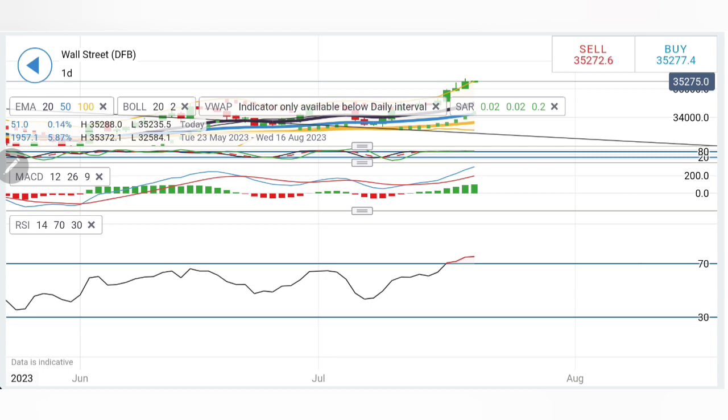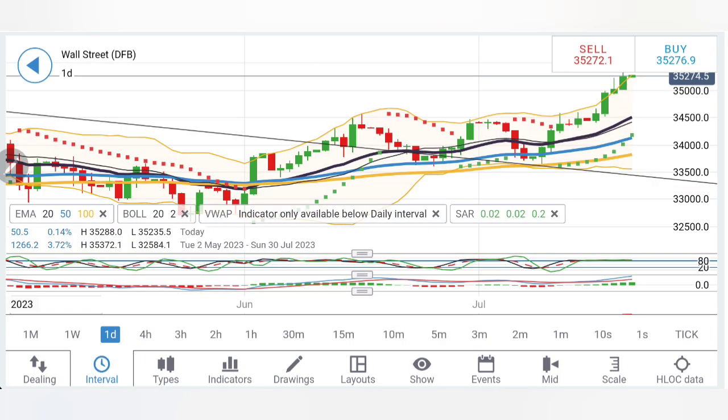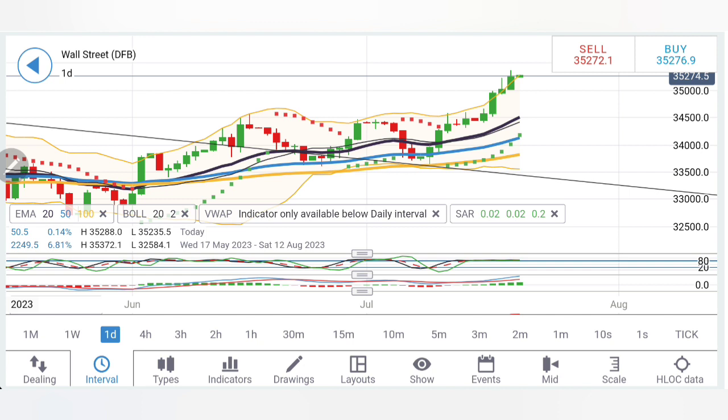RSI is overbought also. Considering this, I will recommend you at 35,300 levels, but then expect 35,340, 350 as the first target, 35,380, 400 as the next target. If it stays above 35,400, just stay long. It might hit 35,550, 600 levels also.